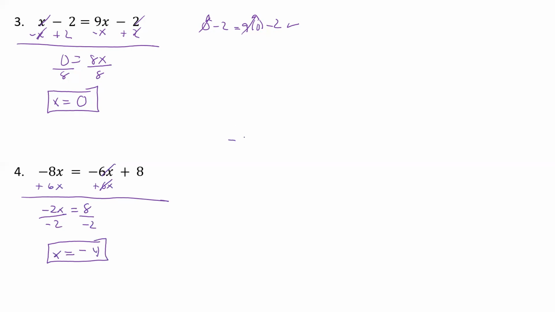Now let's check. Negative 8 times negative 4 equals negative 6 times negative 4 plus 8. So that's going to be 32 equals 24 plus 8. Well, 24 plus 8 is 32. So that does check. Okay, let's pause there.